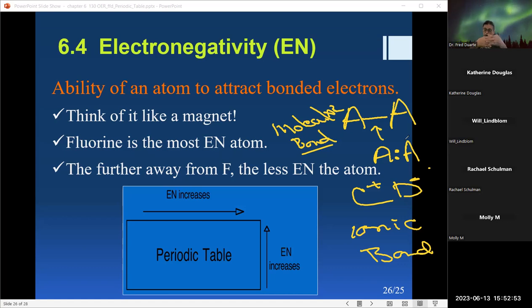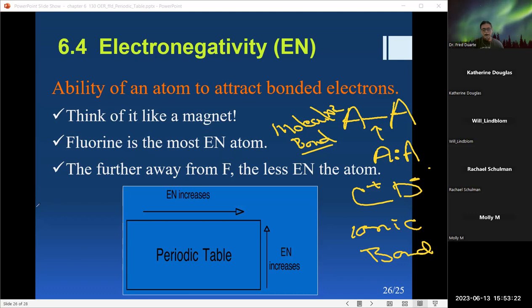There's a full-fledged bond, a true bond. Okay. Now, in the scenario where I have A and A together, these are two of the same elements, and so there would be an equal sharing of that line there, because A and A have the same electronegativity value.